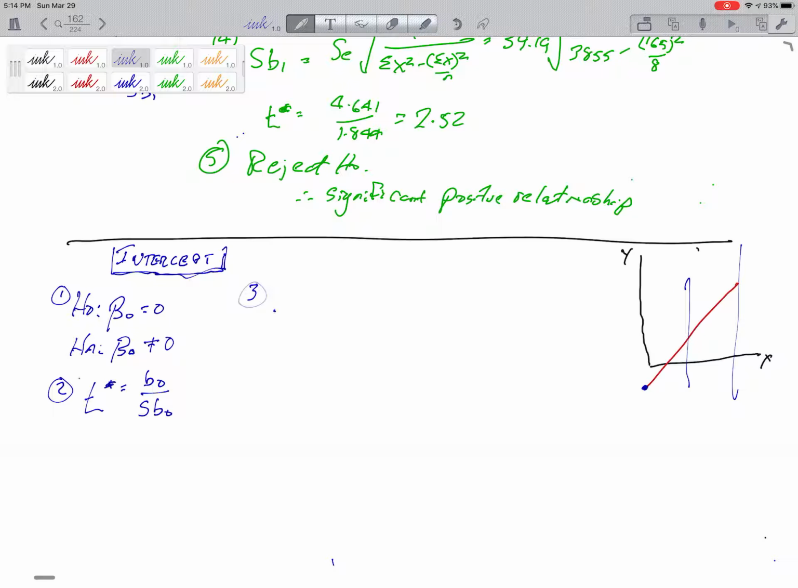Step number 3 is this is a T distribution with 6 degrees of freedom, 8 minus 1 minus 1. And we'll take the alpha and split it in half. So we'll put 2.5% in each tail. And what is that critical value? 2.447, it looks like. And I assume you know how to look that up on a T-table.